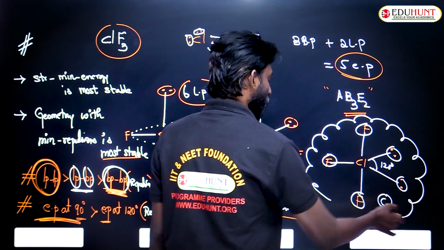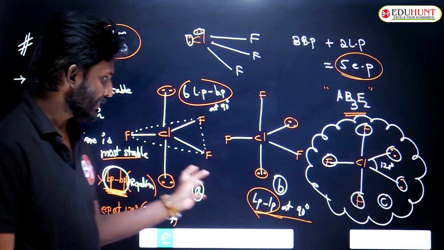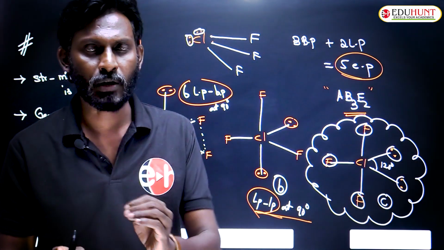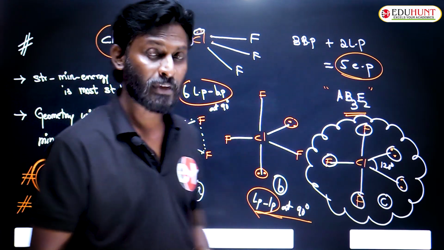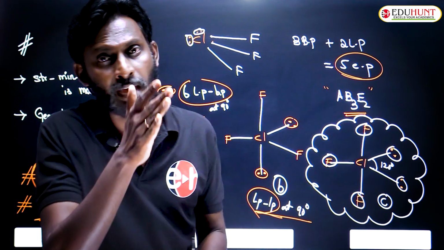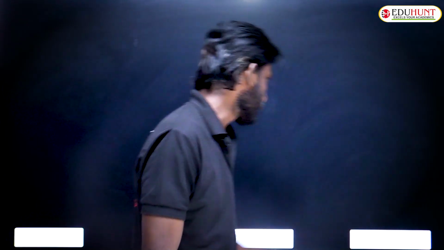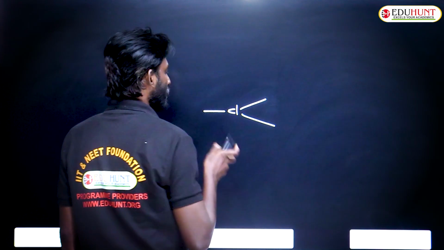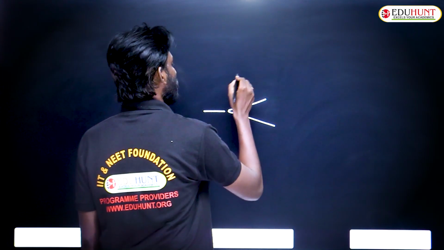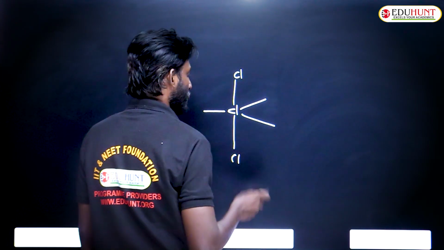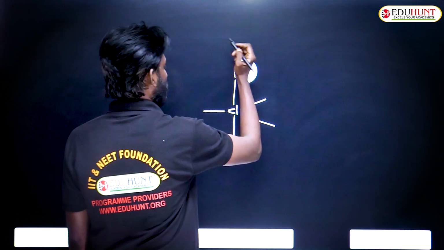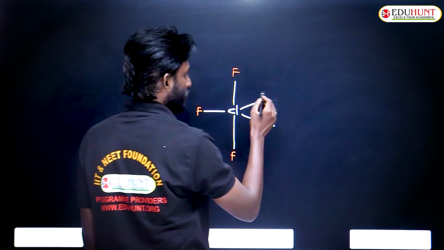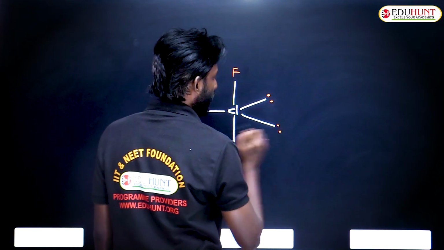I can explain one more possible way. This explanation was based on repulsions between lone pairs and bond pairs according to VSEPR theory, and by the concept of hybridization also we can explain this. See what happens here. ClF3. Why this structure is the best structure, see what happens here.